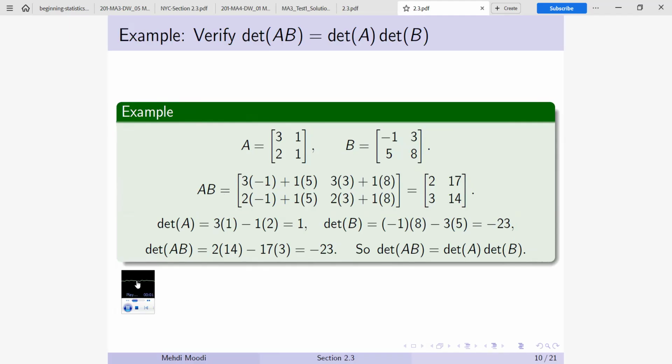This example shows the product rule is not just theory, it actually works. The determinant behaves like a volume multiplier, so doing A then B multiplies the volume twice. Like putting a filter on a filter, the dramatic effect stacks.